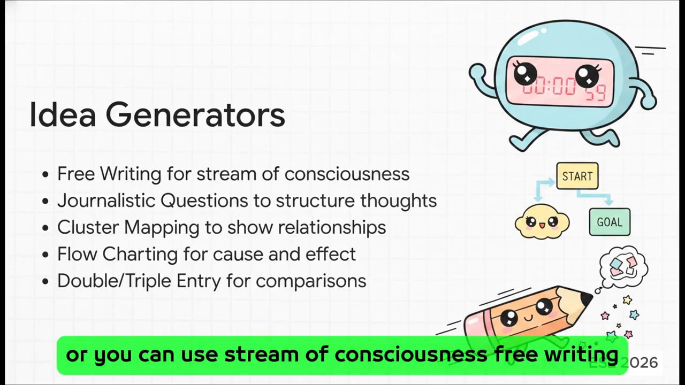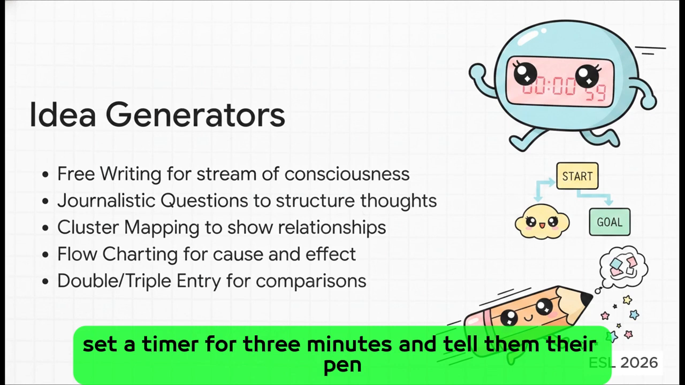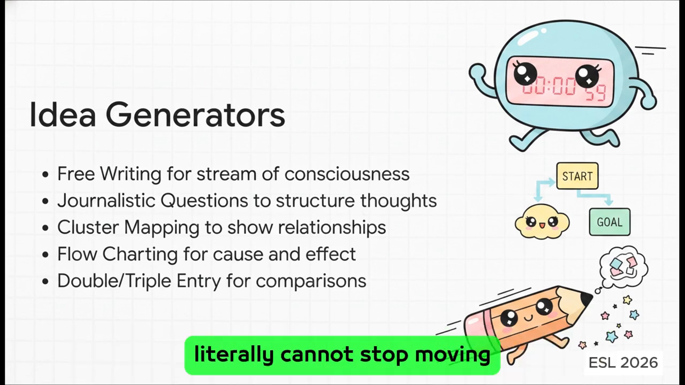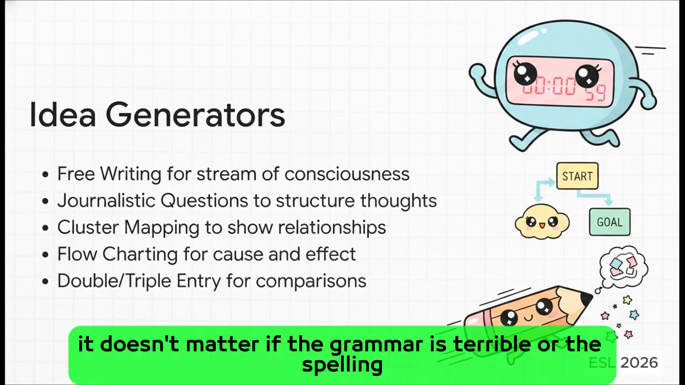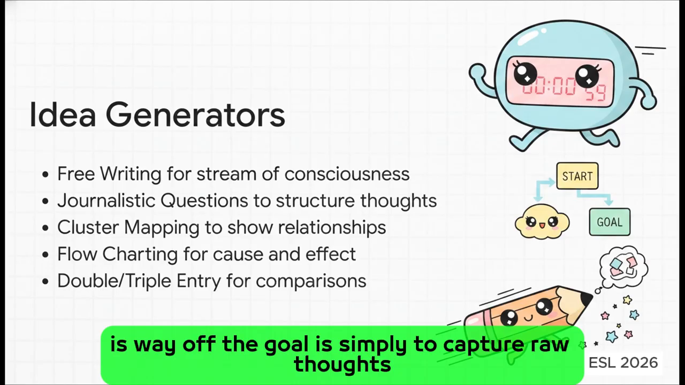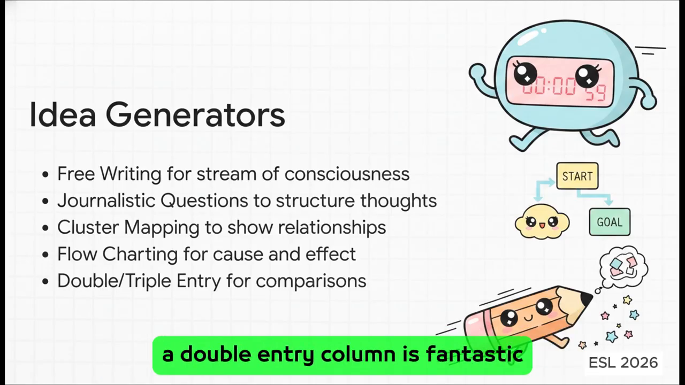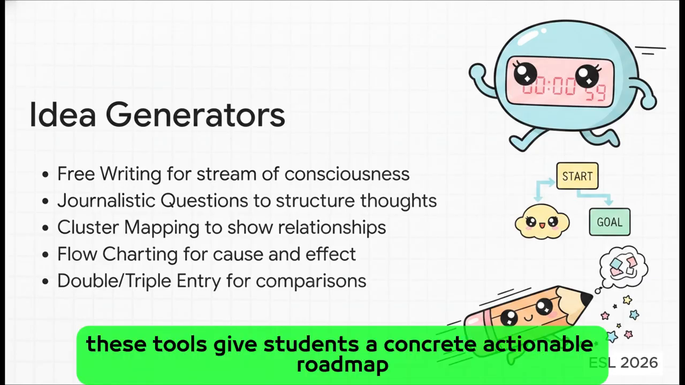Or you can use stream of consciousness free writing. Set a timer for 3 minutes and tell them their pen literally cannot stop moving. It doesn't matter if the grammar's terrible or the spelling is way off, the goal is simply to capture raw thoughts. If they're comparing 2 cultures, a double entry column is fantastic. These tools give students a concrete, actionable roadmap.